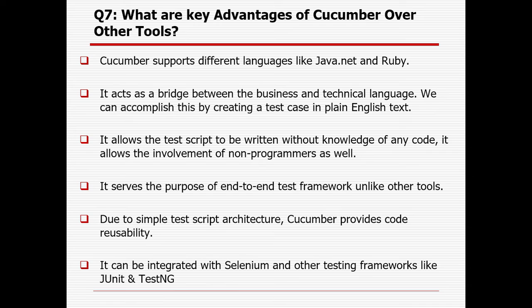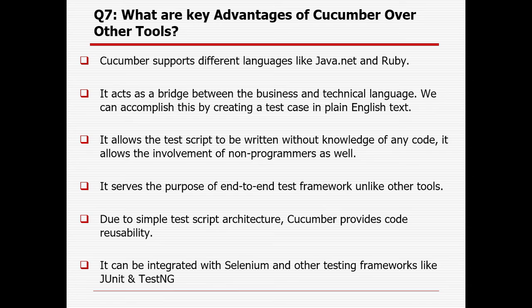Cucumber supports different languages like Java, .NET and Ruby. It acts as a bridge between business and technical language. We can accomplish this by creating a test case in plain and simple English text only. It allows the test script to be written without knowledge of any code. It allows the involvement of non-programmers as well. It serves the purpose of an end-to-end test framework, unlike other tools. Due to simple test script architecture, Cucumber provides code reusability.